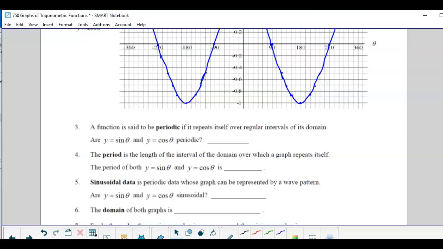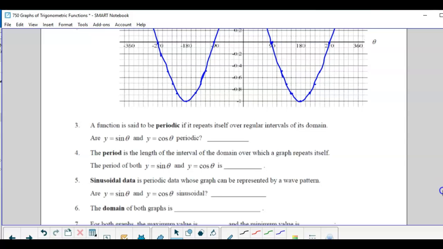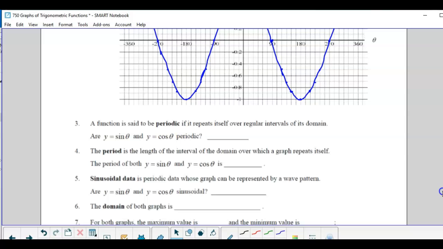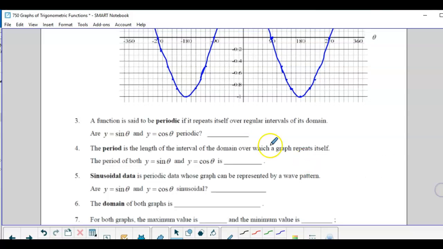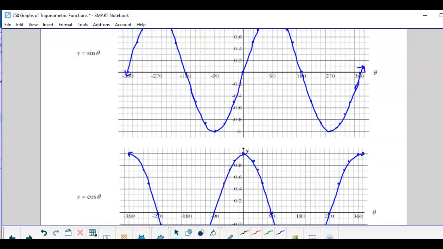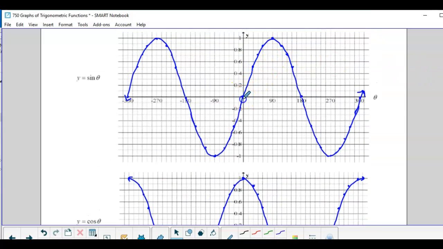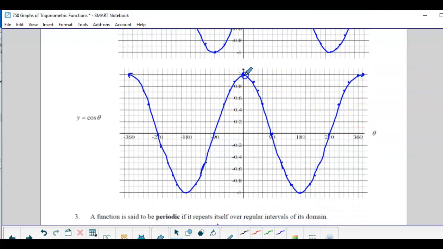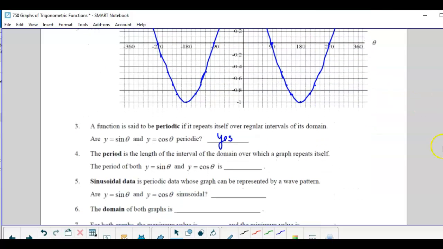Okay, so a function is said to be periodic if it repeats itself over regular intervals of its domain. Are these periodic? Yes, because there's a hill, a valley, etc. The period is the length of the interval of the domain over which a graph repeats itself. It's easiest to look at sine because it goes through 0, 0. One hill and one valley, that's 360 degrees. So that's what the period is. If you look at the maximum to the maximum, that's 360.